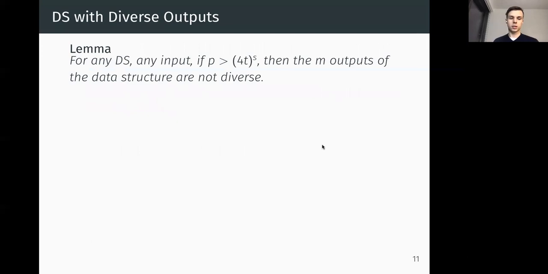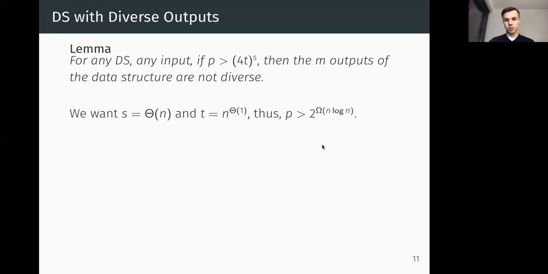So yes, we showed that for any data structure and any input, as long as the group size is large enough, the outputs of the data structure are not diverse. And our parameters require us to choose p being a super polynomial in n. It has to be like n to the n, basically, which is not a problem.